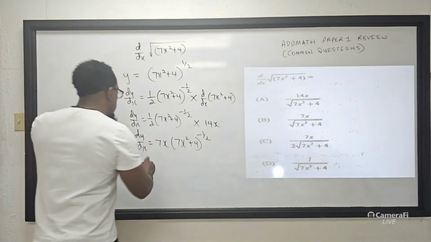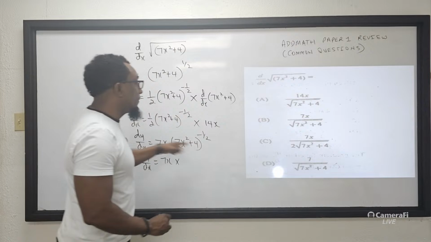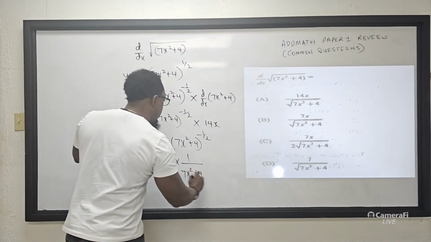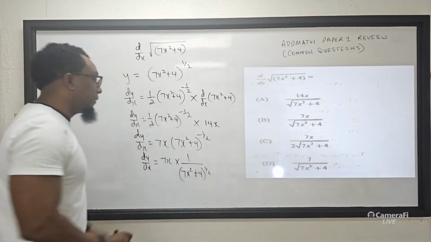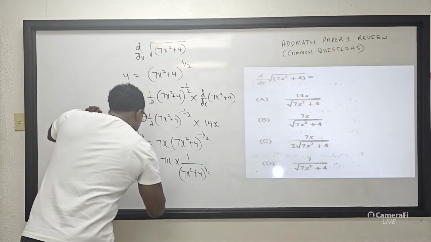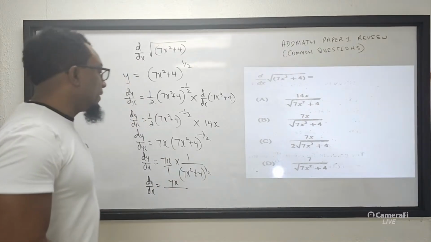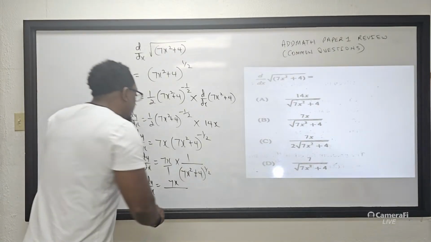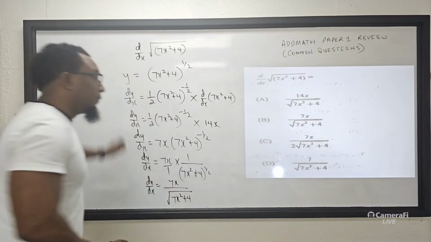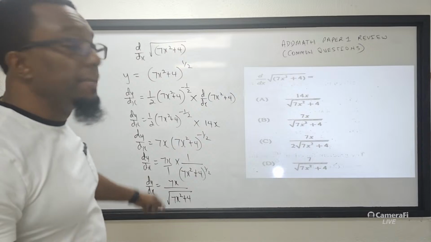So this is the same as dy over dx. It will be 7x times, let me convert this into a positive index, 1 all over 7x squared plus 4 to the power of positive a half now. Which is the same as saying dy over dx will be 7x by 1 is 7x, and 7x squared plus 4 to the power of a half can be written as the square root of 7x squared plus 4. Whose answer is B.